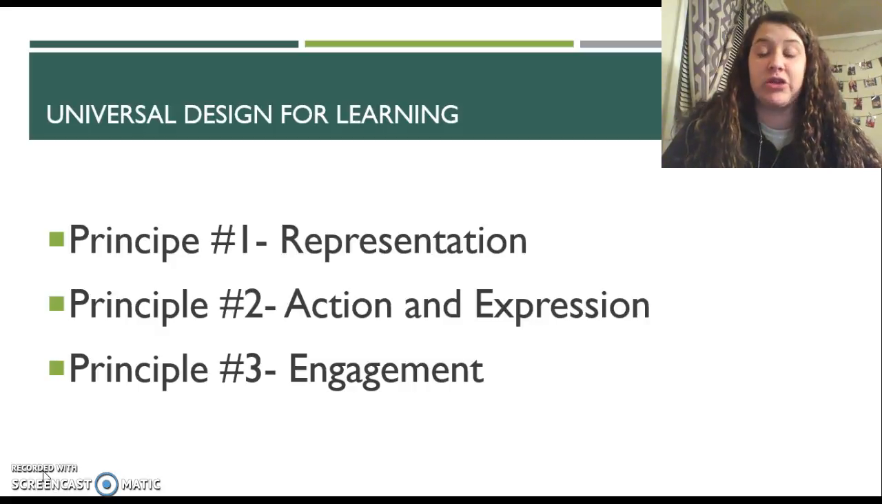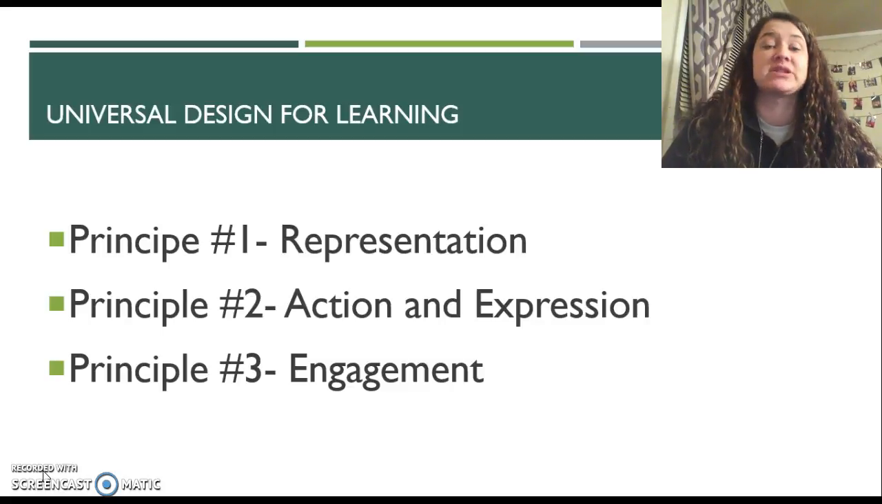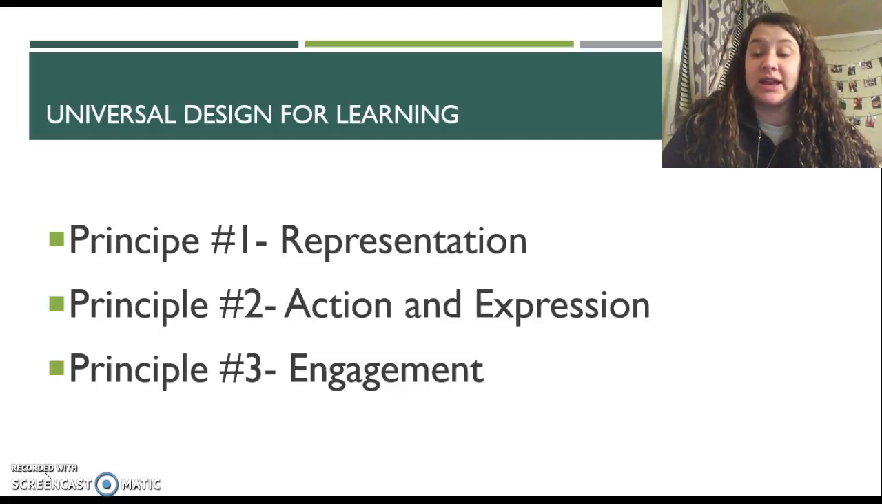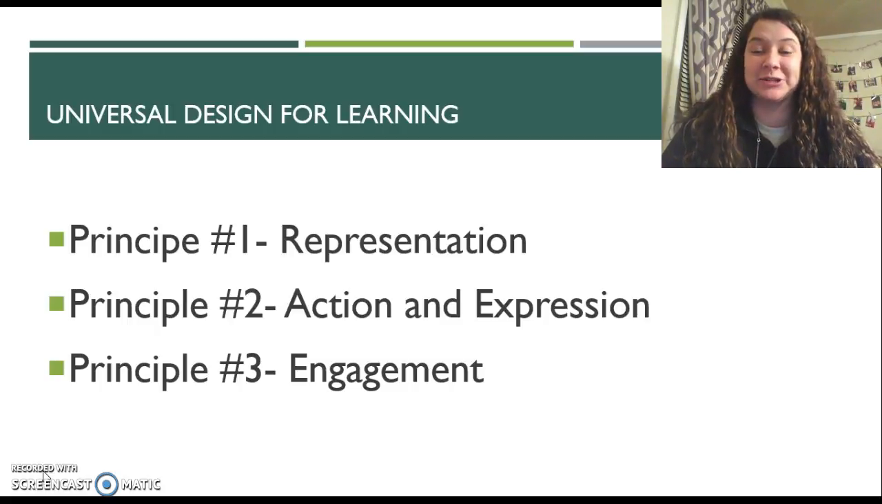And then finally, the third principle is providing multiple means of engagement, which is referred to as the why of learning. This provides options for recruiting interest, sustaining effort and persistence, and options for self-regulation, and this is going to create purposeful, motivated learners who are excited to learn and are excited to go to school every day. Maybe not every day, but people who are excited to learn.